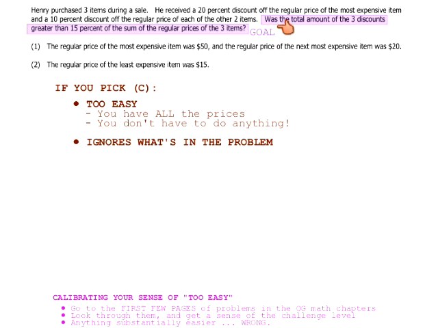And they're not going to let that reward you. They want the problem to reward people who are actually answering the question and to punish people who are not. So if you pick C, then you're just finding all the individual prices, and you're not paying attention to the question. So that's not good.